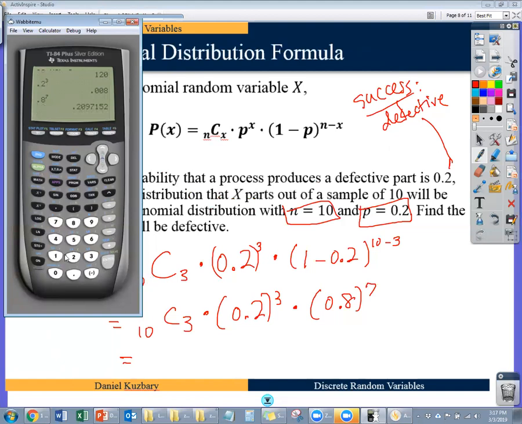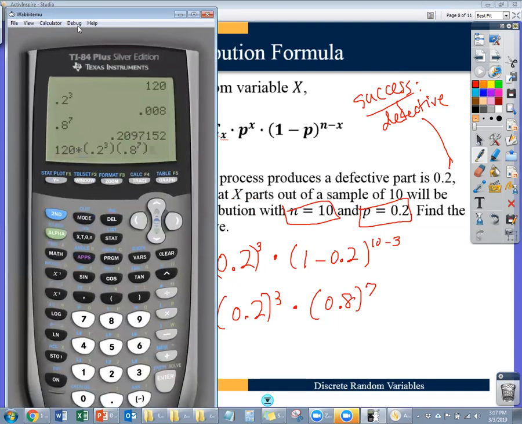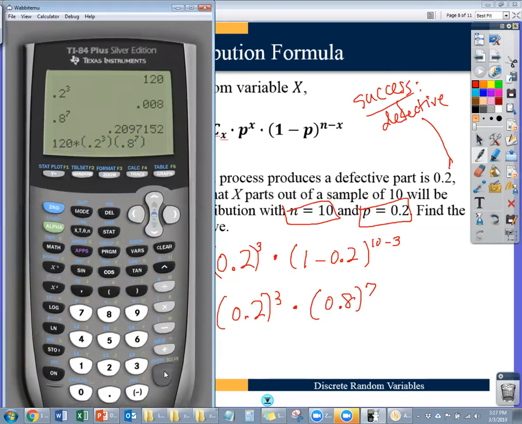So if I do all that together, I'm going to do 120 times 0.2 to the 3rd times 0.8 to the 7th. That should be the caret sign. Let me make that a little bigger so you can see what I did. Okay, so that's my 10C3, that's 0.2 to the 3rd, and that's 0.8 to the 7th.